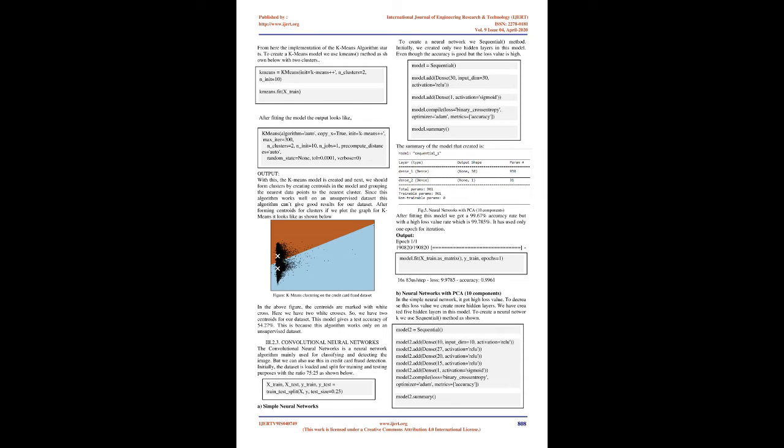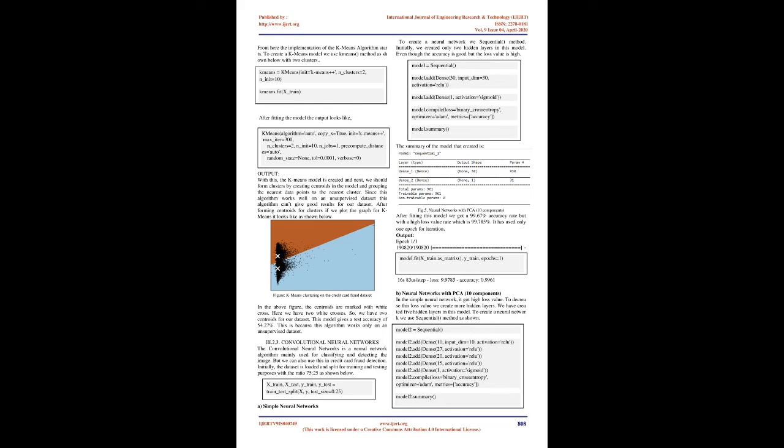KMeans(algorithm='auto', copy_x=True, init='k-means++', max_iter=300, n_clusters=2, n_init=10, n_jobs=1, precompute_distances='auto', random_state=None, tol=0.0001, verbose=0). model.fit(X_train.as_matrix(), y_train, epochs=1).